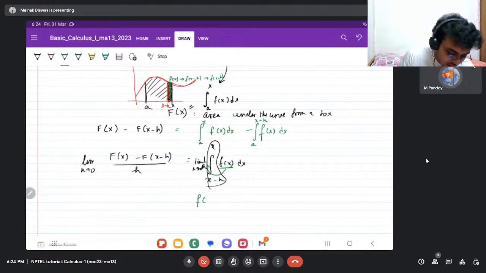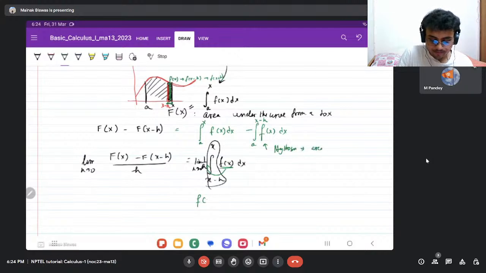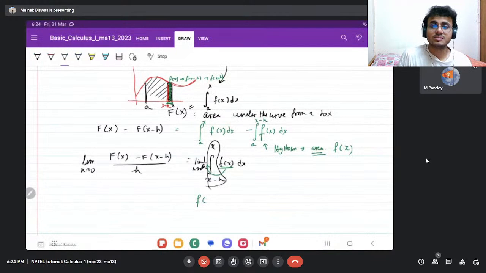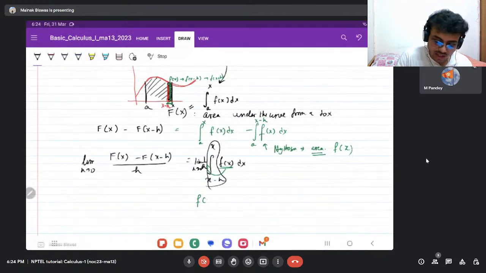So you can just take it out and multiply it by this area. Our hypothesis is that this is an area. So the area is nothing but f of x into h, because x is the point where we are evaluating it, and h is the gap or the deviation from x, right? Yes, sir. So you see that the right hand side becomes f of x, and the left hand side is f dash x, right?